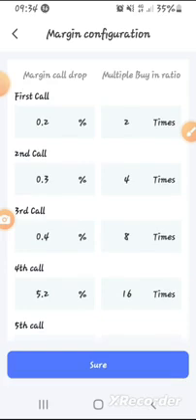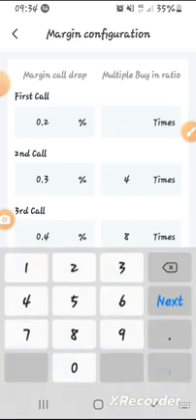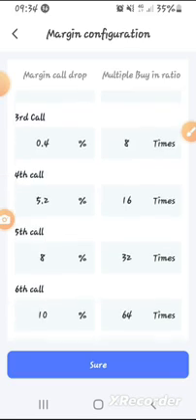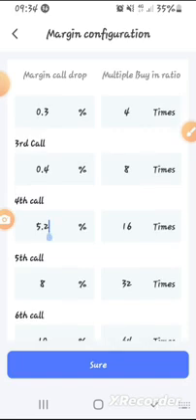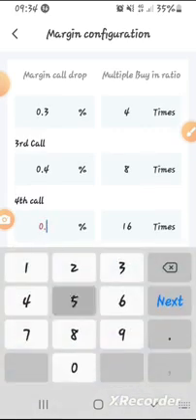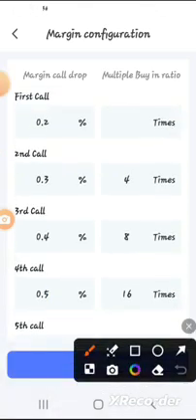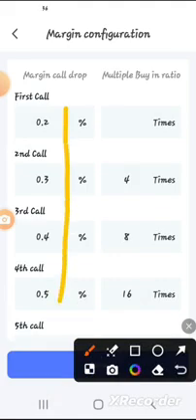Okay, when the market drops at 0.2%, the robot can put either $60 or $5, as we said we are going to change. Now let's first finish the call drops. Then the fourth call, you put 0.5. Then from the first call up to the fourth call, you are going to set it as 0.2, 0.3, 0.4 and 0.5.